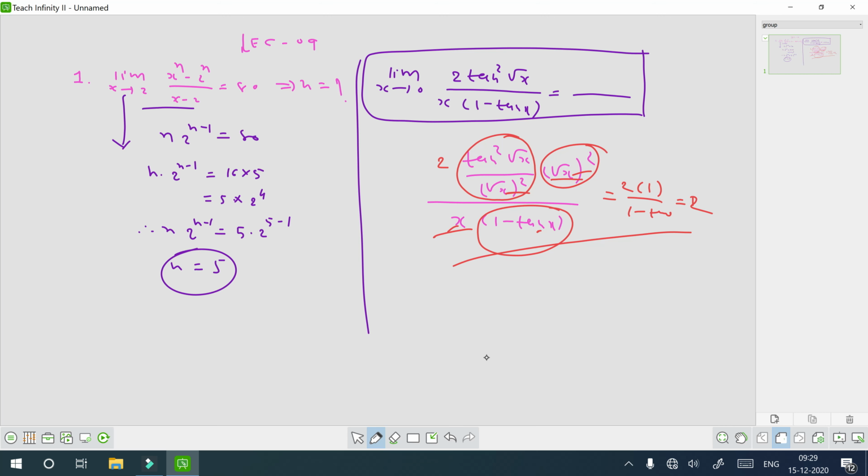Clear? In this way, there is no need to write each and every step. Speedily we can solve it.